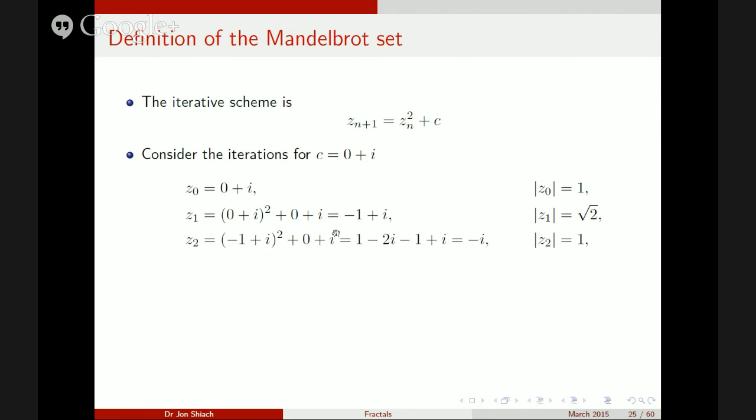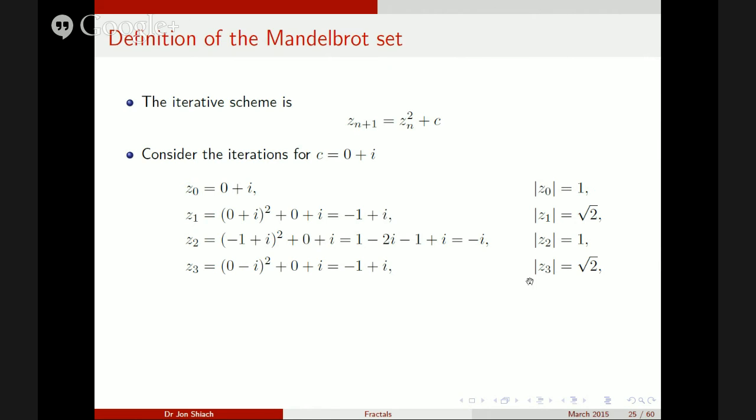Okay, do it again. So our Z1 now is minus 1 plus i. So minus 1 plus i squared is going to be 1 minus 2i minus 1. Okay, so that's 1, because that's minus 1 times minus 1, 2 lots of minus 1 times i, and then I've got i squared. Now i squared is simply minus 1. Add that to my original value of C, and I get minus i, which has got a modulus of 1.